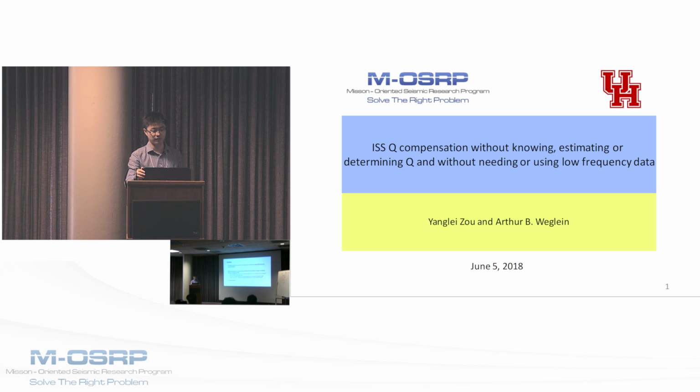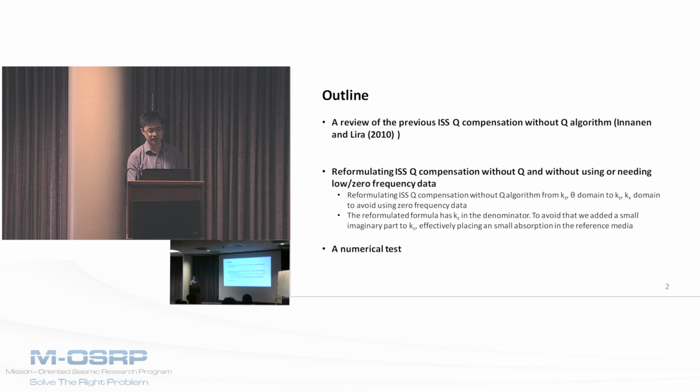So first, I will give a review of the previous ISS Q compensation without Q algorithm proposed by Yanglei in 2010. Next, I'll show you how we can reformulate the previous algorithm so that it doesn't need low or zero frequency data. And finally, I'll show you a numerical test.